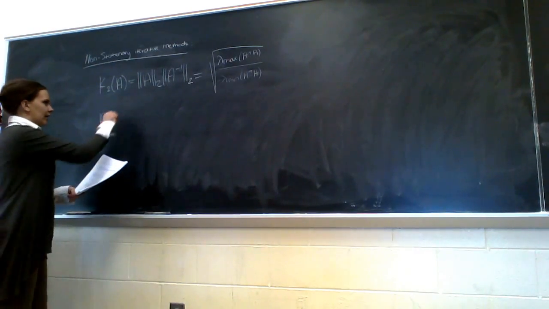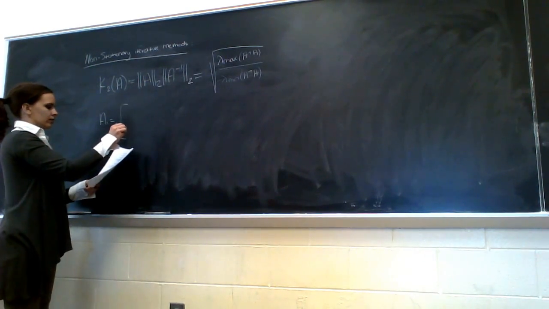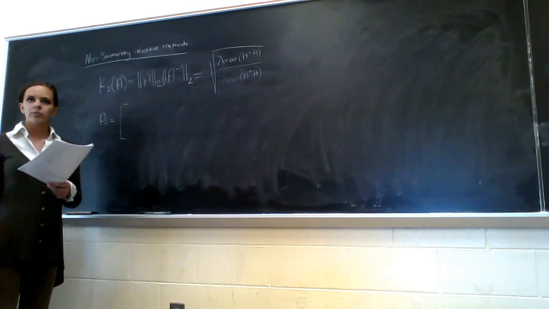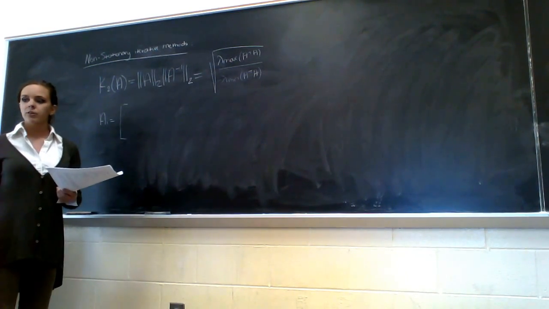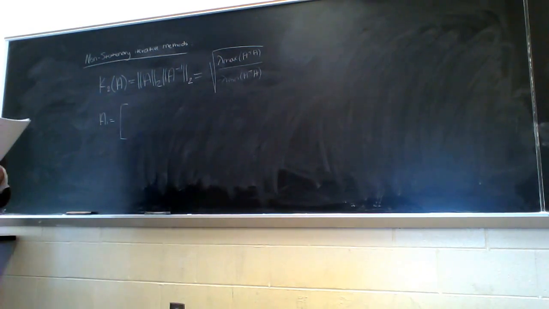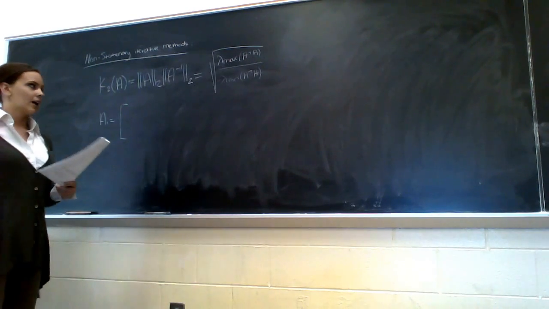So if we have A1, we have 2 matrices. What we're going to do is these matrices are going to be really similar to each other, but they actually result in very different solutions. And so we'll talk about why that happens.